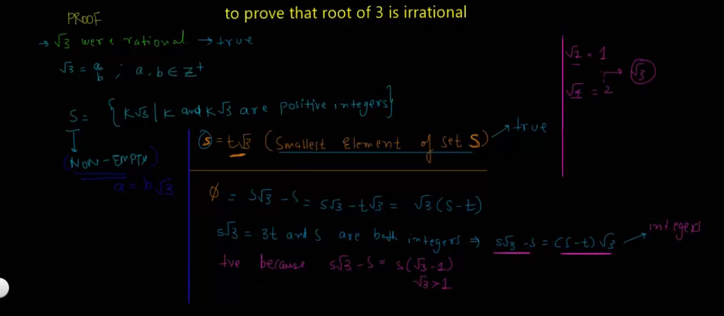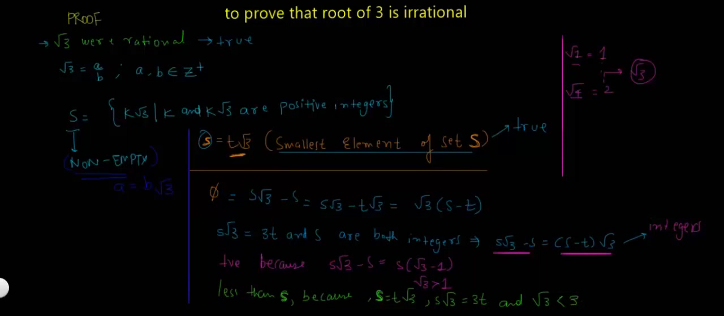Now this positive integer is less than small s, because small s is equal to t root 3, and small s root 3 is equal to 3t, and we can clearly say that root 3 is less than 3.